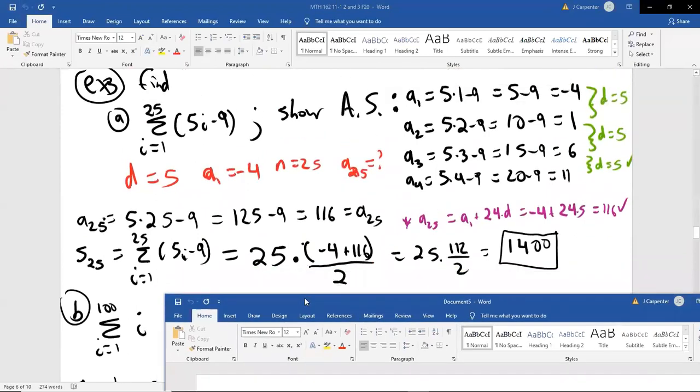This says, for example 3b, we're going to find the sum of the first 100 terms of the sequence I. If your sequence is I, that just means the first term is 1, the second term is 2, the third term is 3, the fourth term is 4, the fifth term is 5, the 99th term is 99, and the 100th term is 100. So what we have written here is just a fancy way of saying, find the sum of the first 100 numbers.